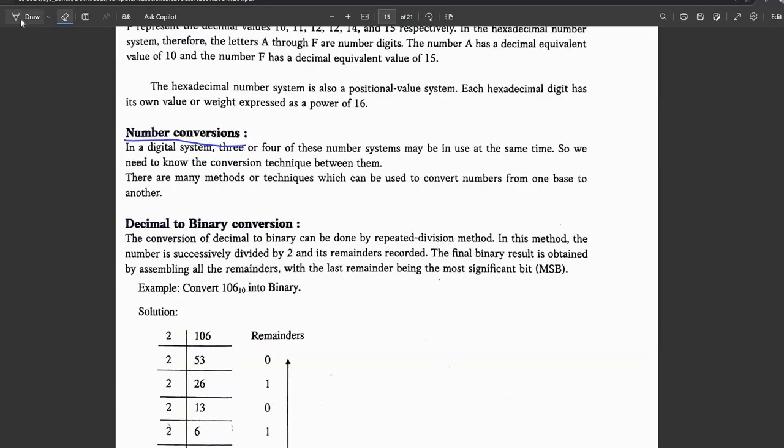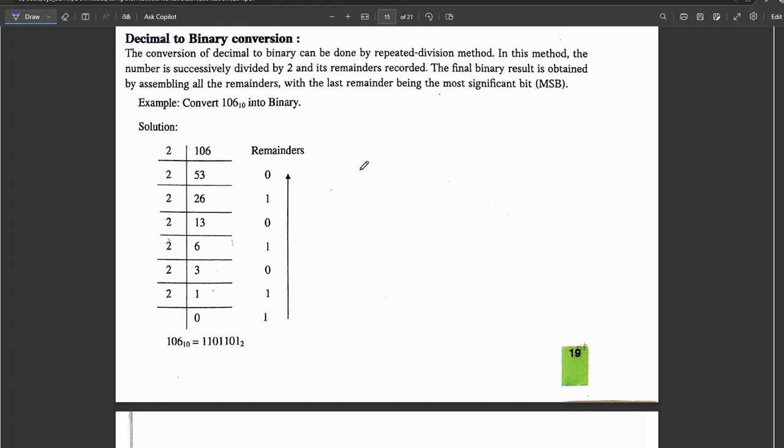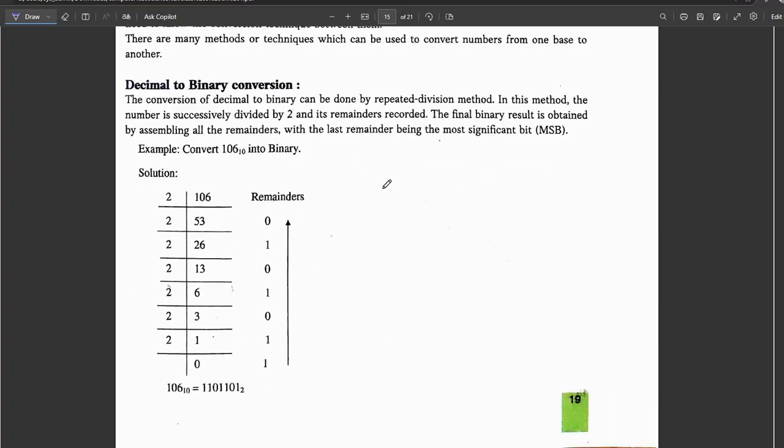So today we will be discussing number conversion, that is, converting one number system to another number system. First of all, suppose this is binary, this is decimal number system, this is octal number system, and this is hexadecimal number system. We'll be seeing how to convert binary into decimal, then again decimal into binary.